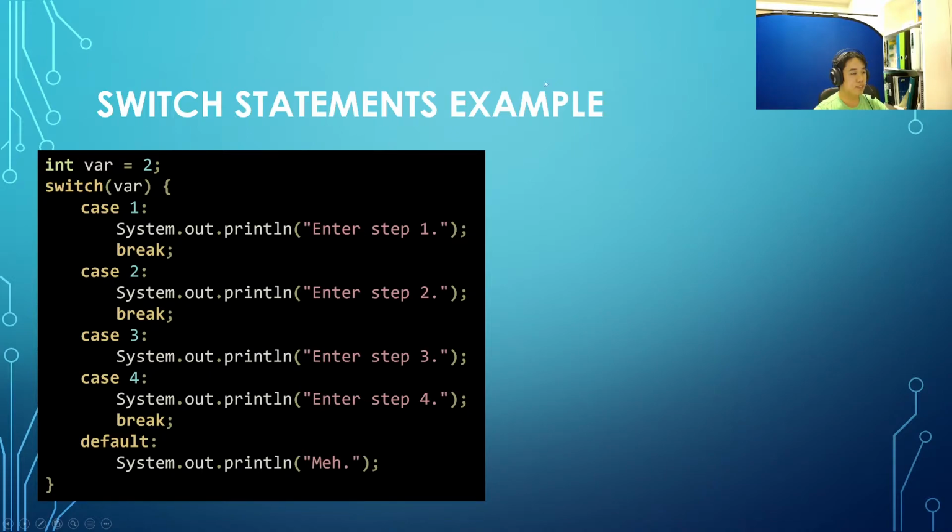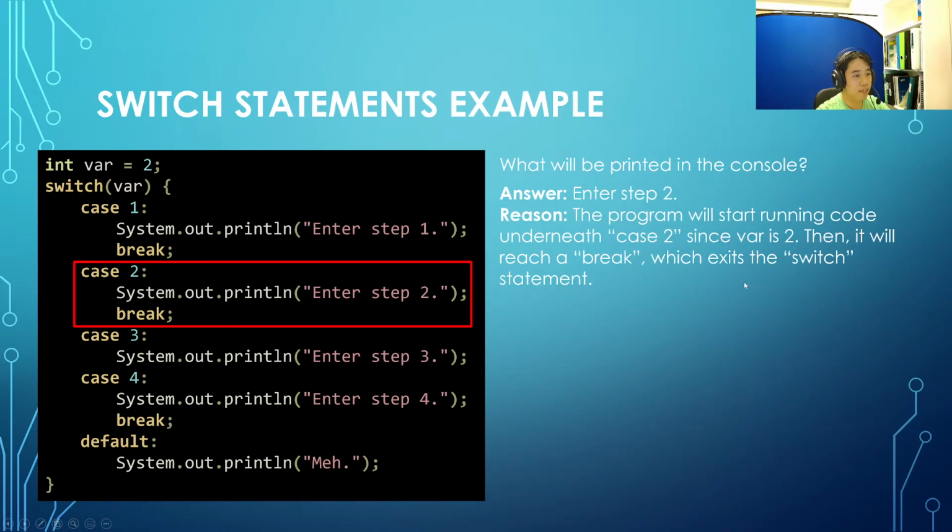Alright. So switch statements. So for example, I'm gonna show you this example. You don't need to answer. What will be printed in the console? Well, we have this stuff, which is, what's the time? Okay. So we have pretty much enter step 2 as the output.